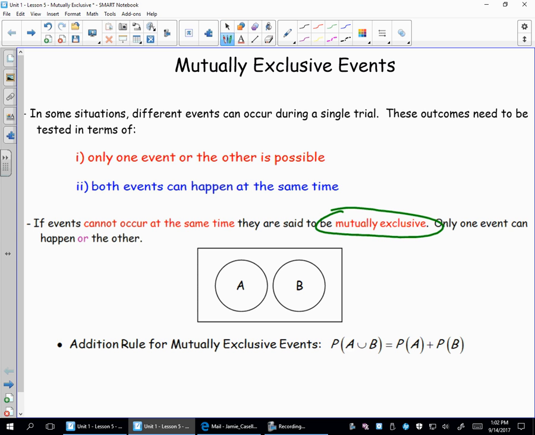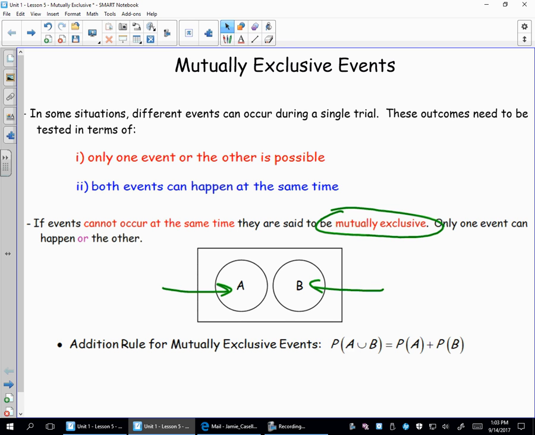If you were to draw a Venn diagram, you'd have your even numbers and your odd numbers, but they don't overlap. They can't happen at the same time. Other situations can happen at the same time. We would call those non-mutually exclusive events. So for example, I roll a dice again, I want even numbers or I want numbers bigger than 4. Well, the number 6 is both even and bigger than 4. So I have something that could happen at the same time.